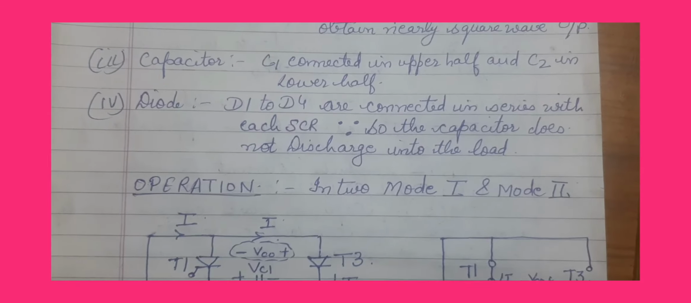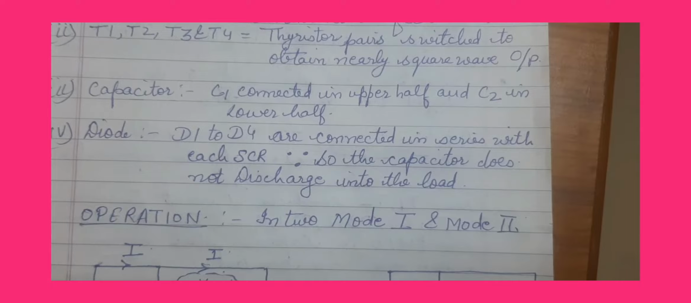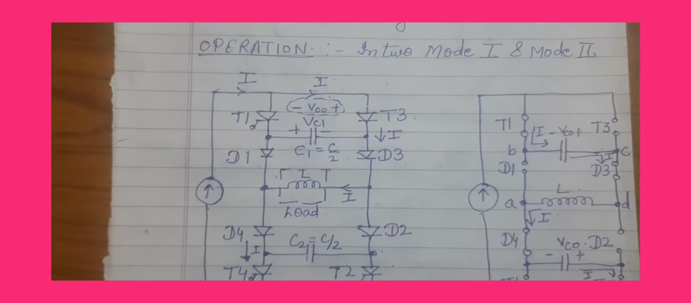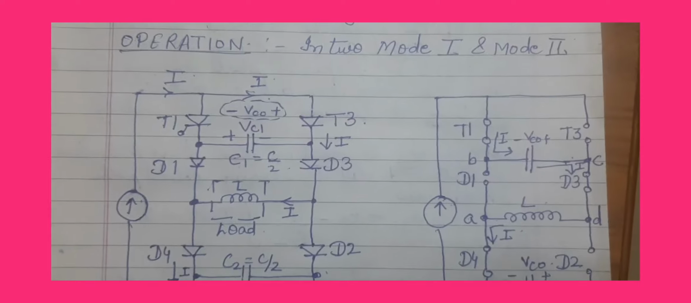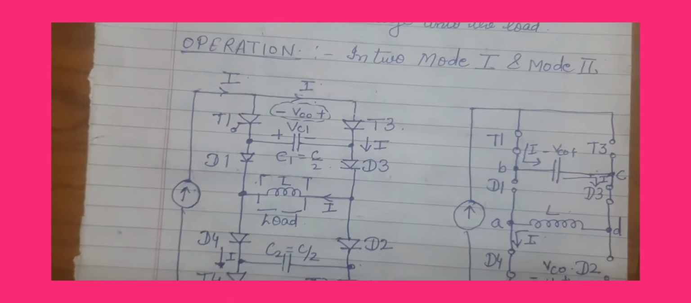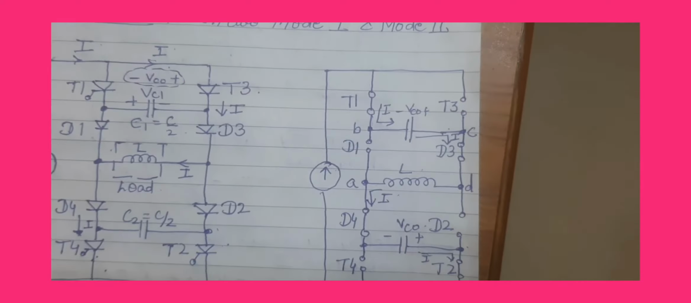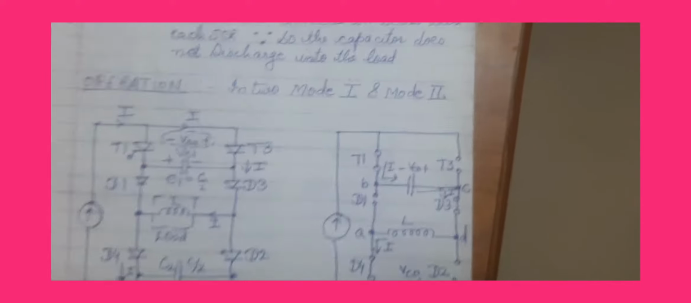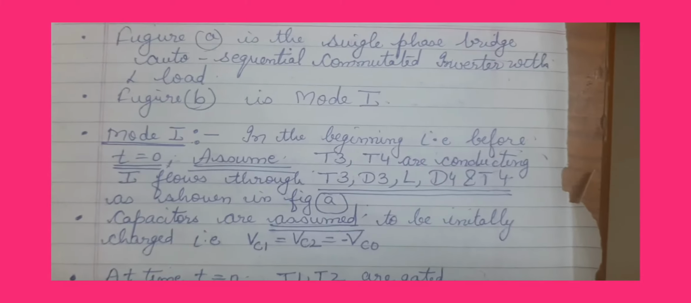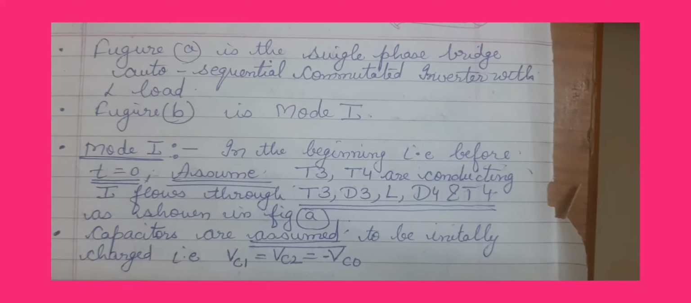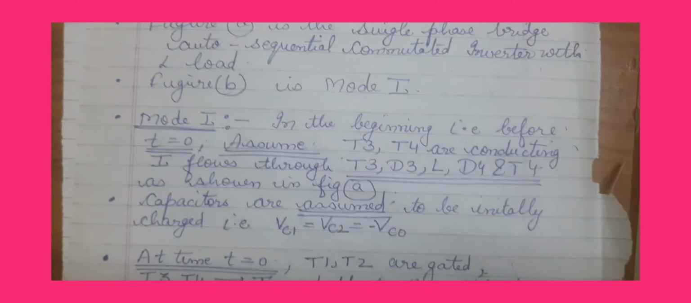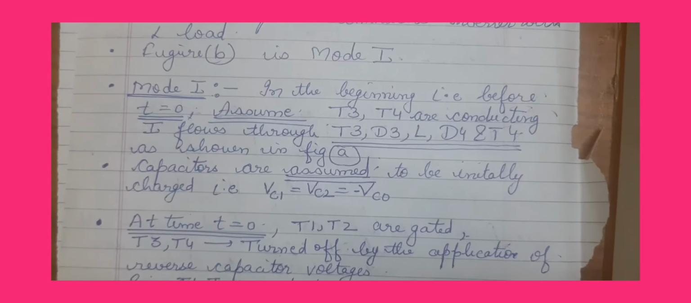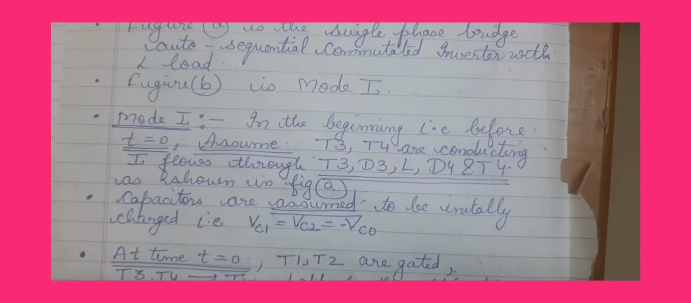Operation of this circuit consists of two modes, that is mode 1 and mode 2. This is the circuit diagram in which there are 4 thyristors and 4 diodes as discussed above, and it has the load, C1 and C2, and this is the circuit diagram of how the current will flow in mode 1. Now we will discuss mode 1. In the beginning, before t equal to 0, we are assuming that T3, T4 are conducting and the current flows through T3, D3, L, D4 and T4 as shown in figure B. It is written as figure A, but it is shown in figure A.